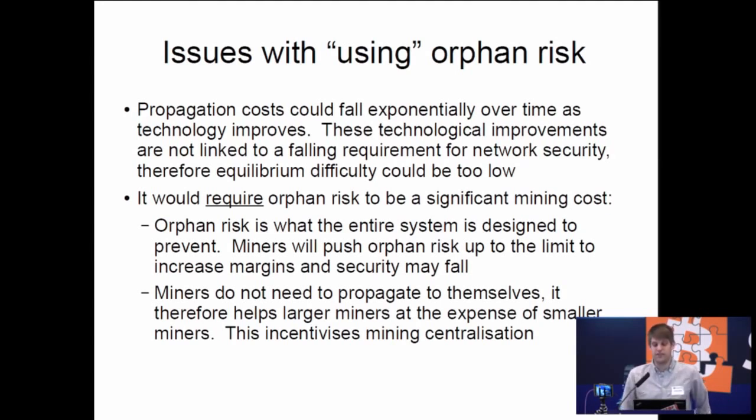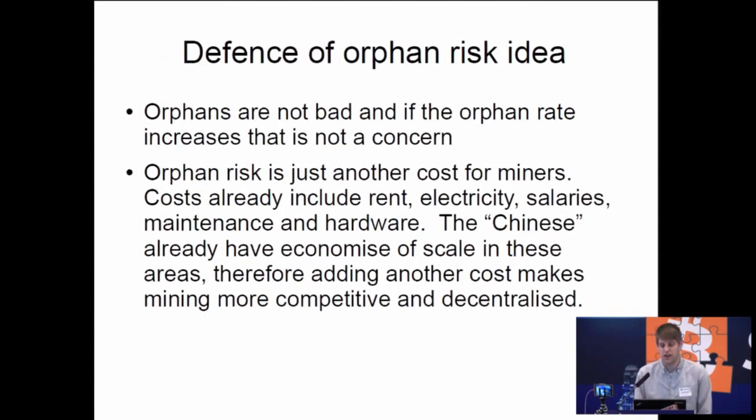Another reason is that with orphan risk, the larger your mining operation, because you don't need to propagate to yourself, the more this incentivizes mining centralization. A smaller miner has to propagate to the rest of the network, while a larger miner only needs to propagate to a smaller proportion of it. The defense people give is that orphan risk isn't a great concern. It's just another cost to miners, like rent, electricity and salaries, and the Chinese already have a competitive advantage in all these other factors. So all we're doing is adding one more cost, which if anything increases decentralization, because the Chinese already have an advantage in these other costs.